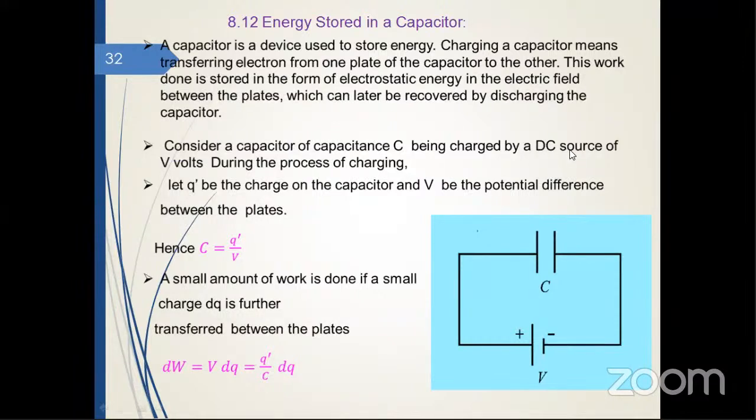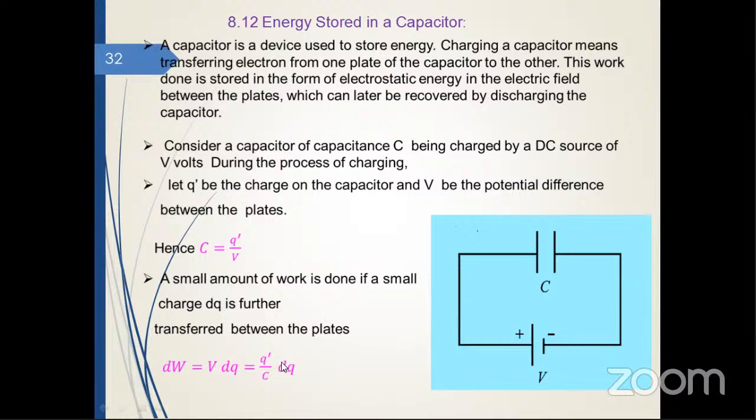Okay, this DC source we hold during the process of charging. What happens? Let Q' be the charge on the capacitor, that means the initial position, and V be the potential difference between the plates. Therefore, C is equal to Q' divided by V. A small amount of work is done if a small charge dq is further transferred between the plates. Therefore, the small work for carrying the charge Q' within the potential difference V is dW equal to V into dq.